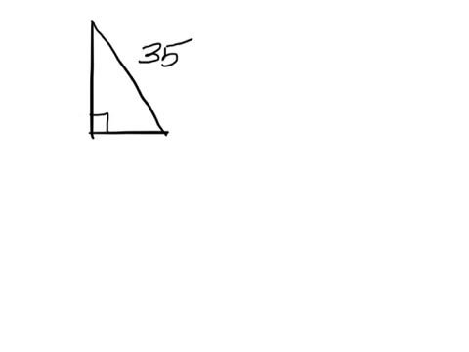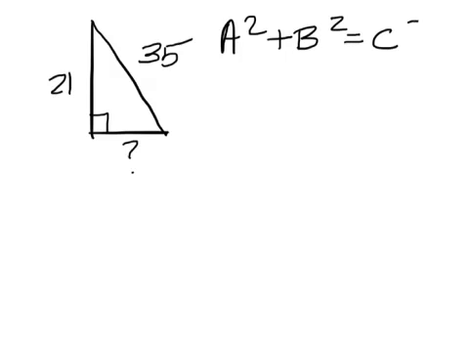Another practice problem. Or not a practice, but this is an example. We have a right triangle in which we know the hypotenuse is 35 and one of the legs is 21, but we're missing the other leg. In this case, you have to switch up your formula. It's still the same basic a squared plus b squared equals c squared formula, but you're going to rearrange it.